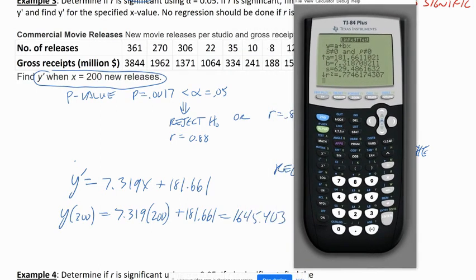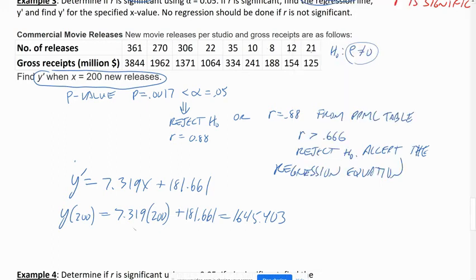On the calculator, there's a couple ways you can get that. You can type it in just like that, but since we stored the regression equation as y1, another way is to go to the home screen and do variables, y variables, function y1 of 200. That's just using function notation, and one of the advantages of storing the regression equation as y1 is that now we can use it. It gives us that answer of 1645. It's basically just plugging it into the regression equation.